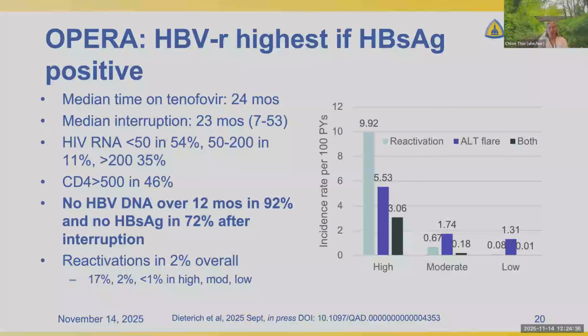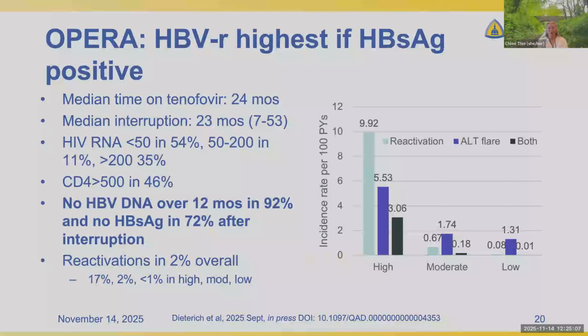I think one of the things that's very notable is that in this group, over the 12 months, no hepatitis B DNA was collected in 92% of these people with interruptions, and there was no hepatitis B surface antigen testing in 72% after the interruption. So the data here are only for those people who got DNA or surface antigen tested.